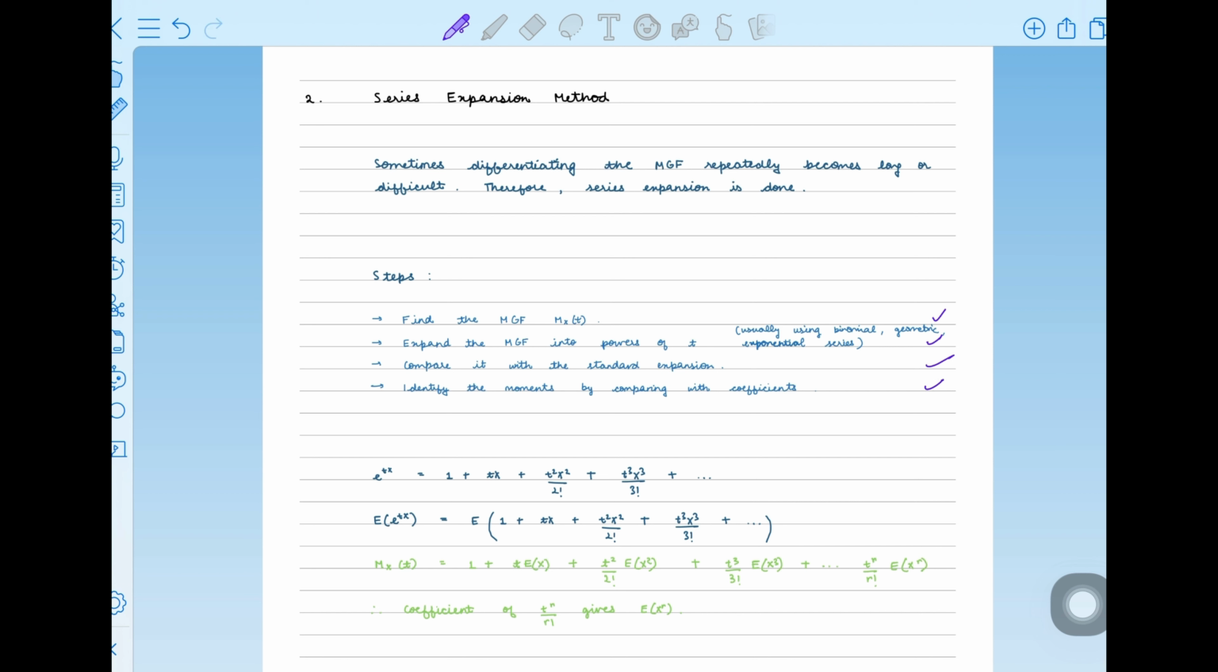As we know, MGF is the expectation of e to the power tX. The series expansion for e to the power tx is given by 1 plus tx plus t squared upon 2 factorial into x squared and so on. The next step is to take the expectation. This gives us the standard expansion. To find the expectation of the random variable X to the power r, we look at the coefficient of t to the power r upon r factorial. Let's understand this with an example.